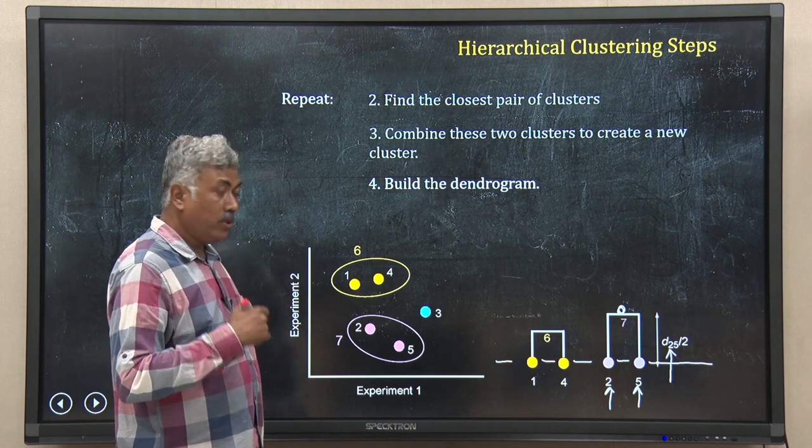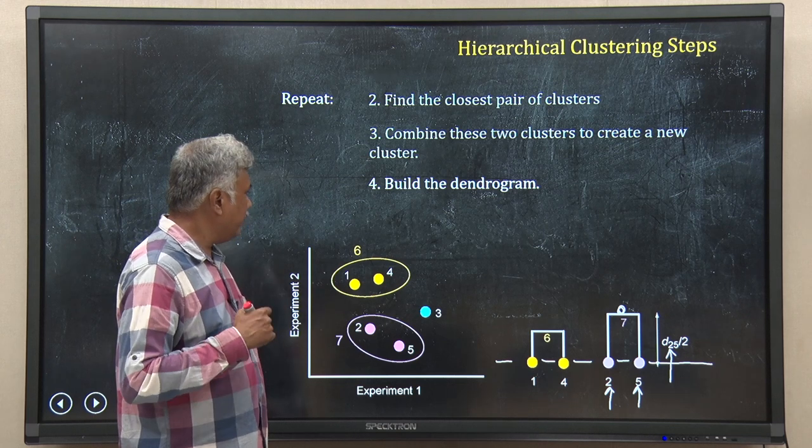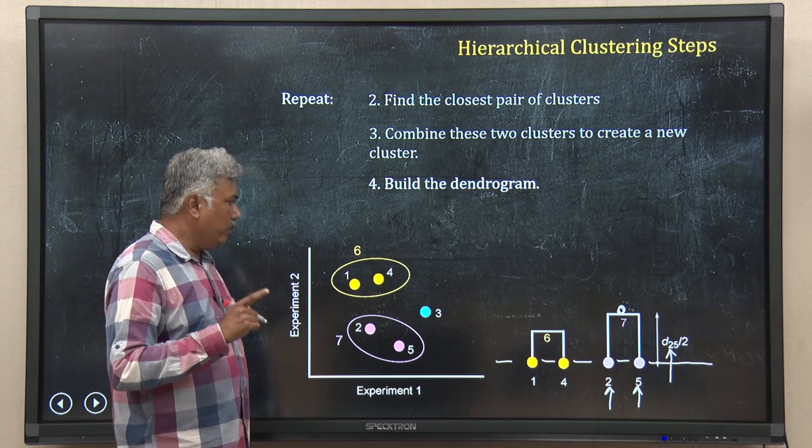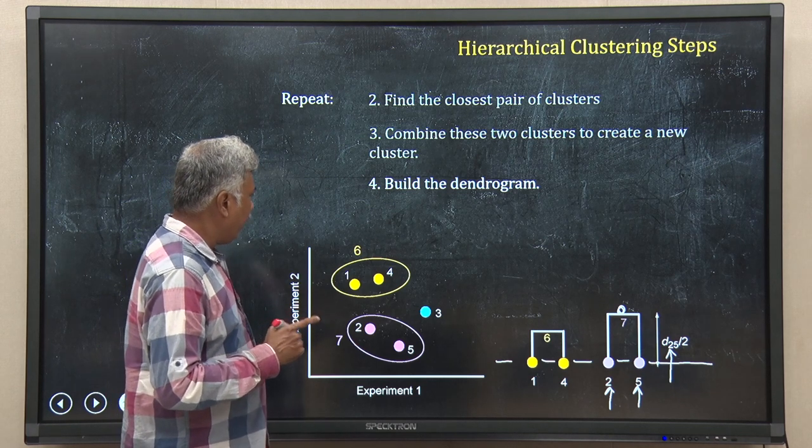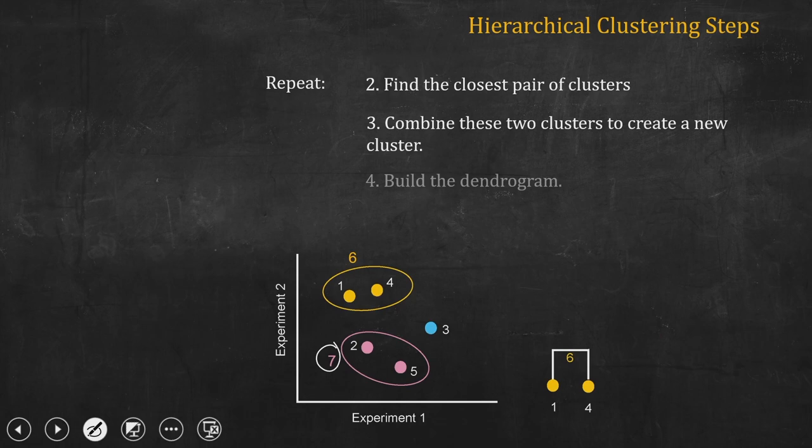So, remember I have to keep on repeating this method, right. Now, before I repeat, you may be wondering that earlier what we have done, we have calculated distances between 1, 4, 3, 2 and 5, right, pairwise distances.